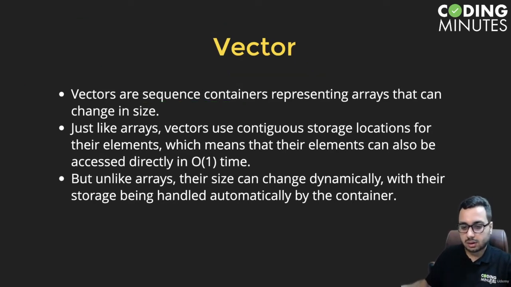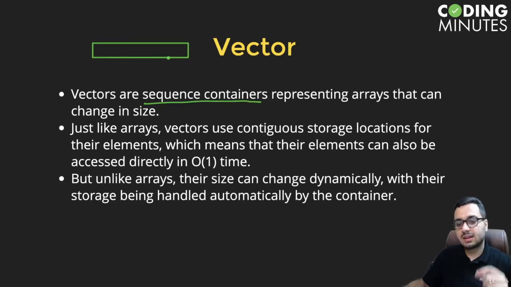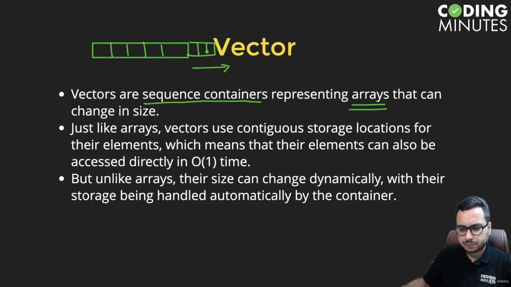Let's talk a little bit about vectors. Vectors are sequence containers. As I said, a container is a data structure. Sequence container means it stores items in a sequence like an array. They are like arrays that can change in size. If a vector is full, it can grow itself to accommodate more elements. This is a special thing about a vector, and they use contiguous storage locations.